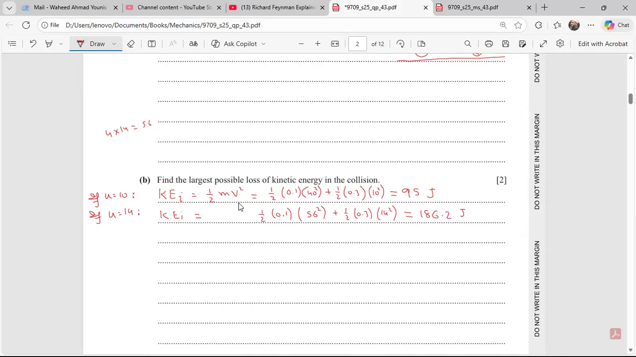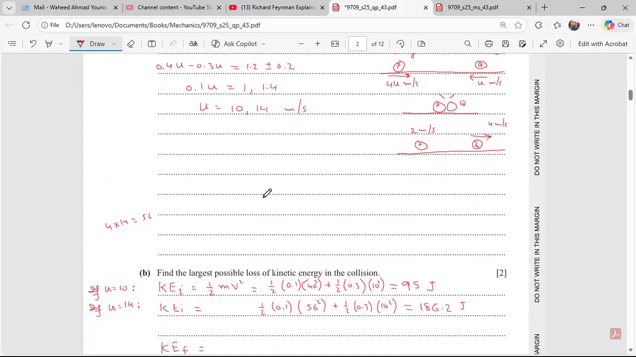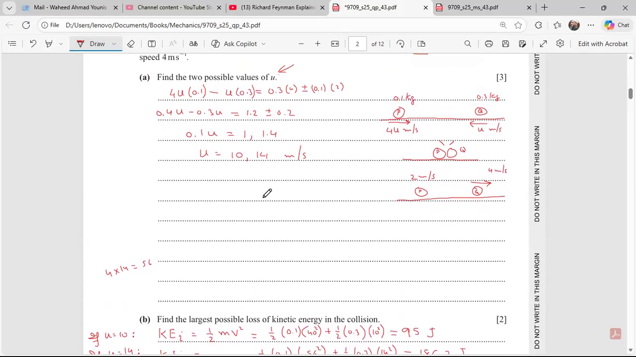Okay. And what is the kinetic energy at the end? So after the collision, I will write it as kinetic energy final after the collision. Now the kinetic energy does not depend upon direction, right? So it is the same. We know the speed, so we can calculate the kinetic energy.